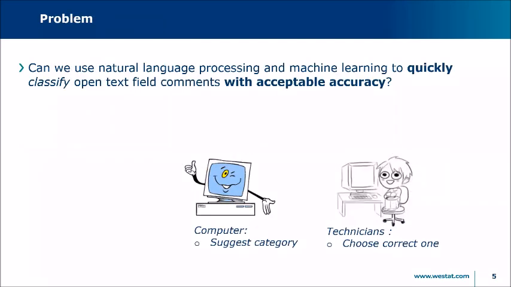So we reframe everything I have just talked about as an applicable data science problem. Can we use natural language processing and machine learning to quickly classify the open text field comments with acceptable accuracy? It means our computer is going to suggest some categories for the comments, and the technician can choose the correct one based on that.